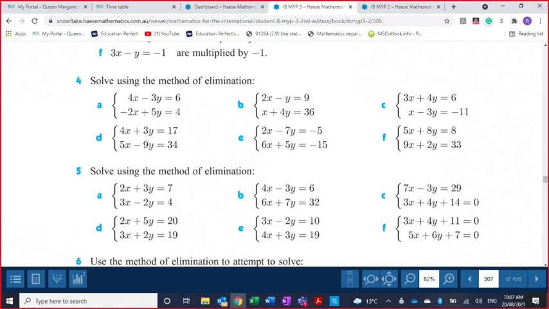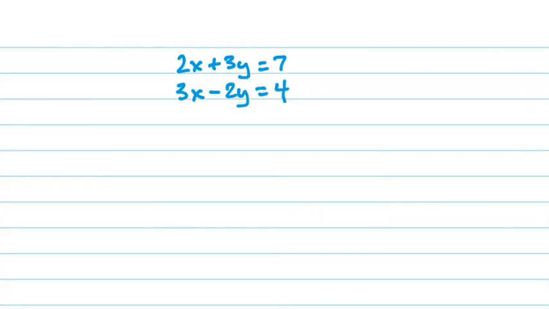Let's look at that. So look at 5a, for example. So we have 2x plus 3y equals 7, and 3x minus 2y equals 4. So they're already nicely lined up, x's, y's, constants. But if you look at the x's, the biggest x, can I turn a 2 into a 3 using multiplication? Nope. If you look at this, can I turn a 3 into a 2 using multiplication? Nope. Well, what that tells me is that I'm not going to be able to just multiply one of the equations by something. I'm going to have to multiply them both by something.